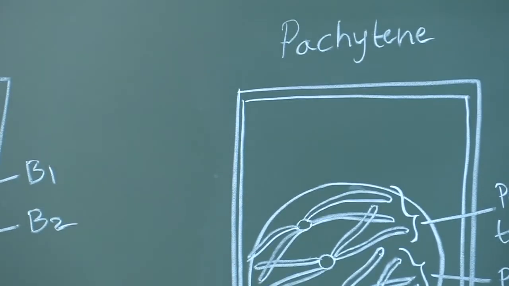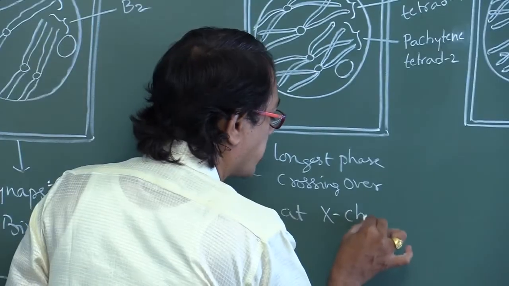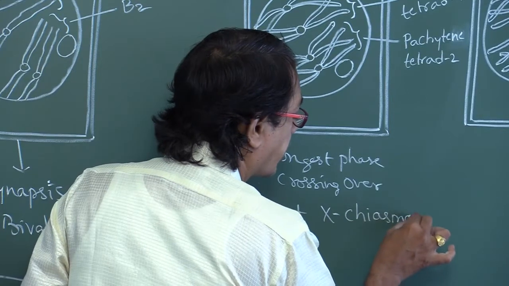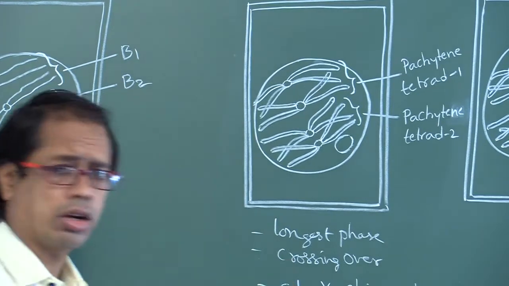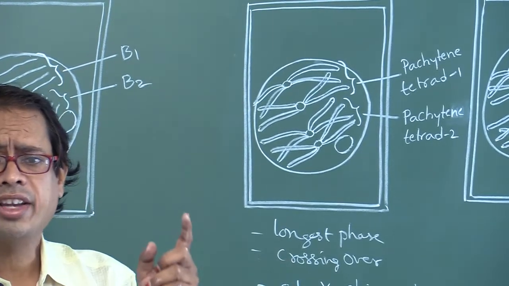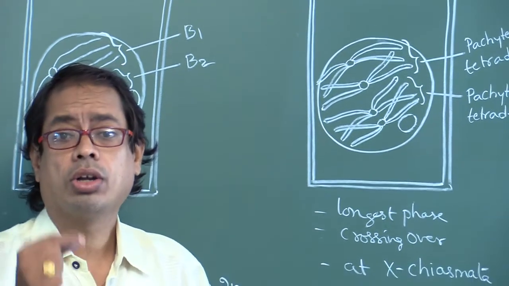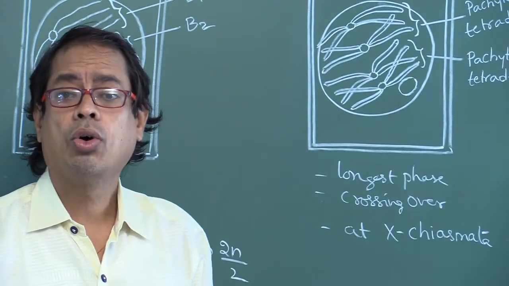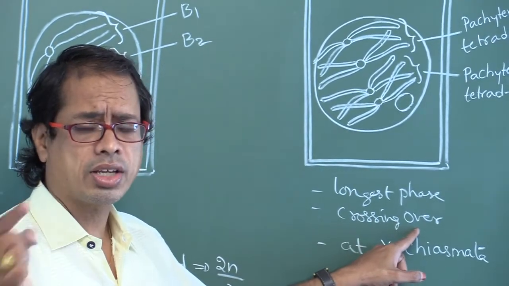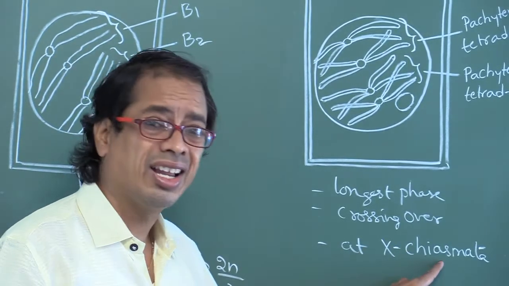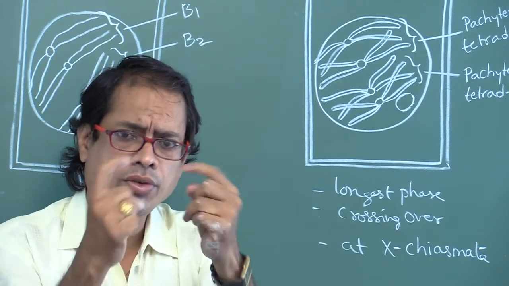Where does that crossing over occur? Crossing over occurs at X-shaped structures called chiasmata. This is the X-shaped structure. There, crossing over. What is crossing over? That is the exchange of genetic material. Exchange of genetic material between two non-sister chromatids of homologous chromosomes is called crossing over. Crossing over occurs at X-shaped structures called chiasmata. First of all, X-shaped structures are formed and then crossing over occurs.